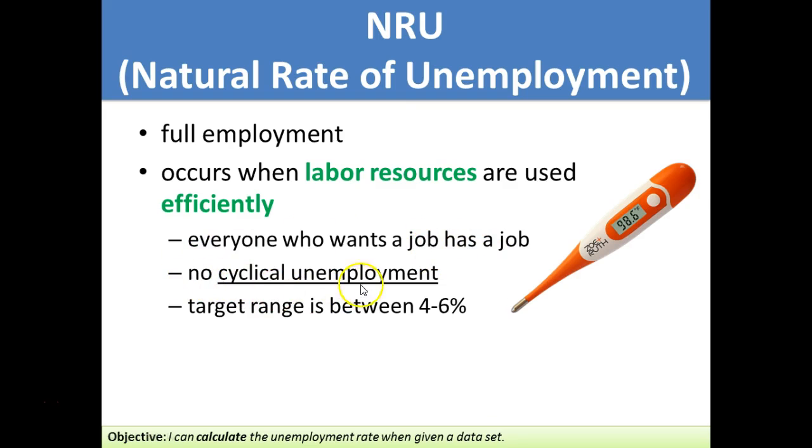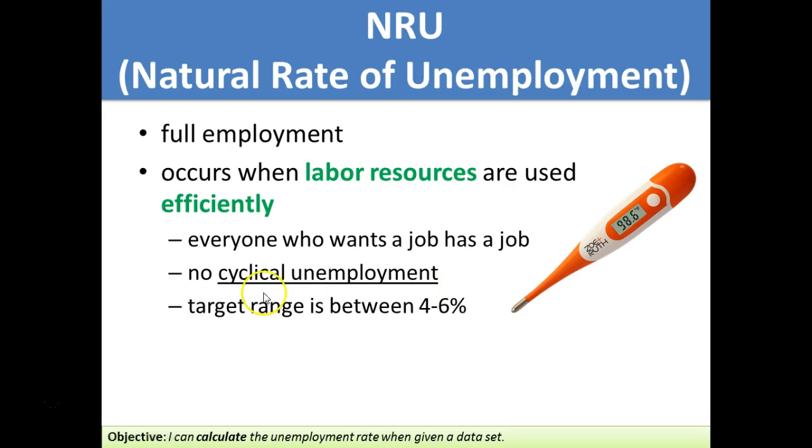We don't have cyclical unemployment. We will have frictional. We will have people changing jobs on their own. We will have structural, because businesses or people are aligning themselves with jobs that match their skill set. We don't want people working in a job for which their skills don't match, because that's not efficient. So we're going to have structural and frictional unemployment, and of course seasonal, we're never going to get rid of. And so the target range is between 4 and 6%.